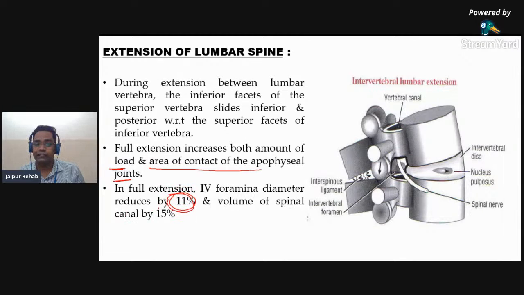Coming back to full extension, the intervertebral foramina diameter reduces by 11% and the volume of the spinal canal reduces by 15%. Okay, so all those people who have spinal canal stenosis must avoid the extension position, because if they avoid the extension position, only in that case will they have reduced pain. Otherwise, the extension position will give them enormous pain. Pain will increase for those people.